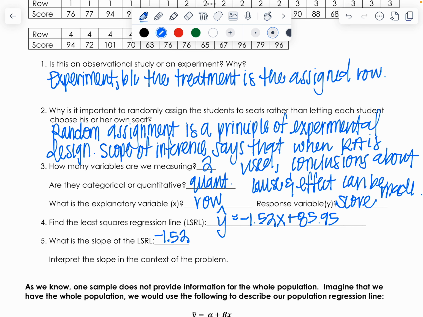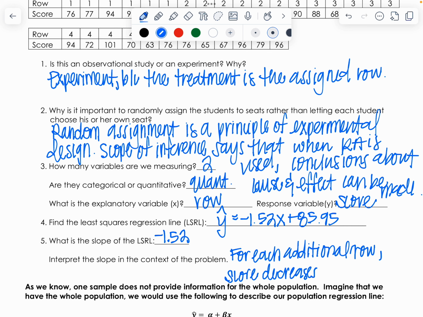The slope is your negative 1.52. And to interpret that, remember slope tells us the change in y for every one x. So for each additional row, score decreases by 1.52.